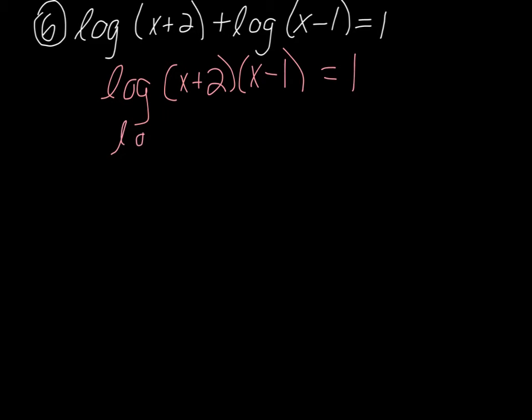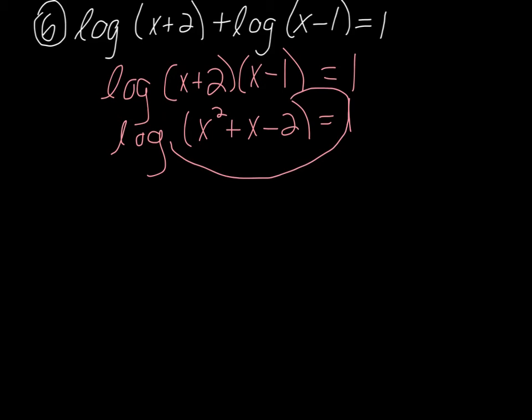So you get that the log of x squared, the outer gives me a negative 1x, the inner gives me a positive 2x, so that leaves me with a positive 1x, and the last gives me a negative 2. Now I'm going to rewrite this in exponential form, so 10 to the first power equals that trinomial. So 10 to the first power equals x squared plus x minus 2.